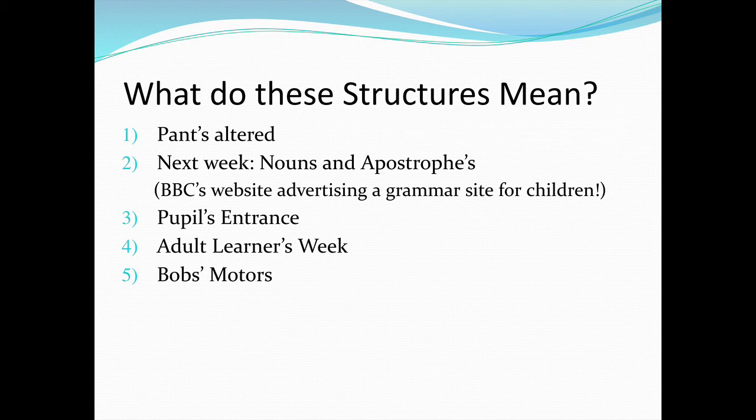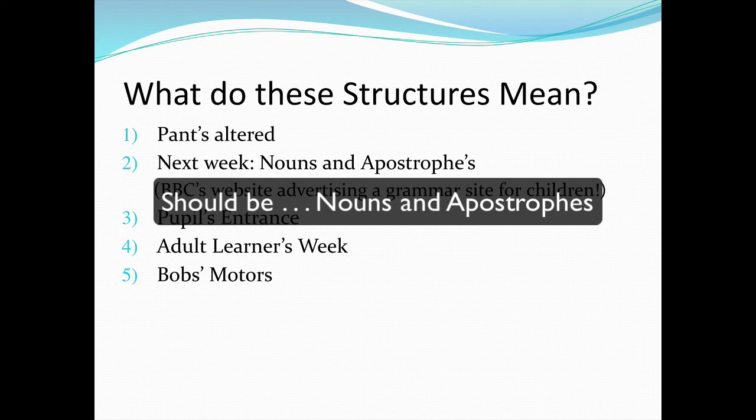All right, the next one says next week, nouns and apostrophes. This was on BBC's website advertising, if you can believe it, a grammar site for kids, y'all. Okay, let's take a look. Nouns and apostrophes. What do you think they meant? Well, obviously, they meant plural nouns and plural apostrophes. And you can see that they fell into the same mistake pit that the pants people fell into, because this is supposed to be apostrophes, a plural word. It's a plural word, so you never want to put an apostrophe in a plural word.